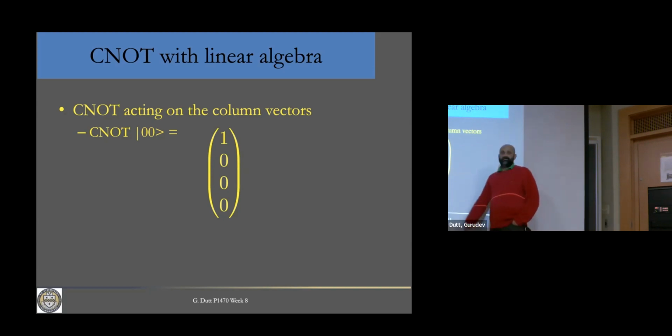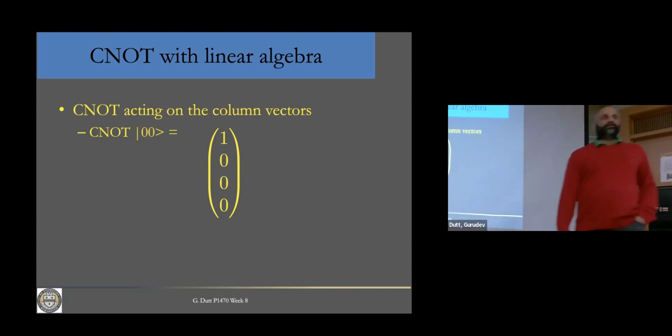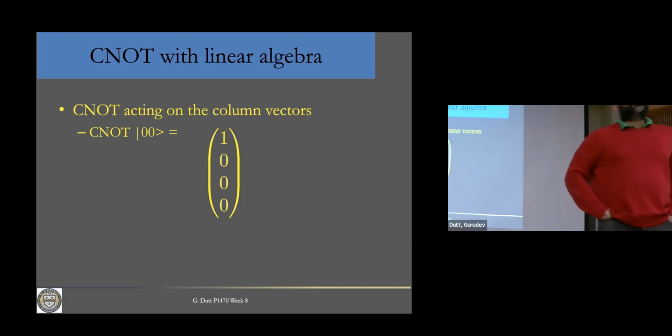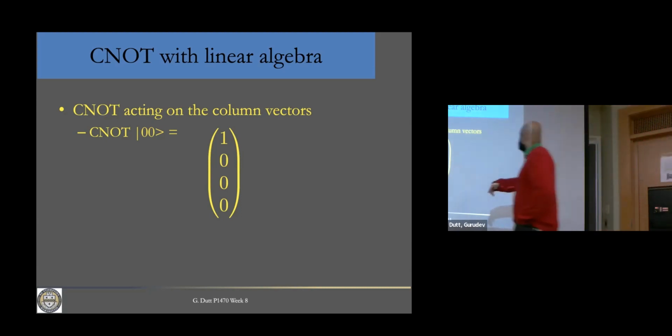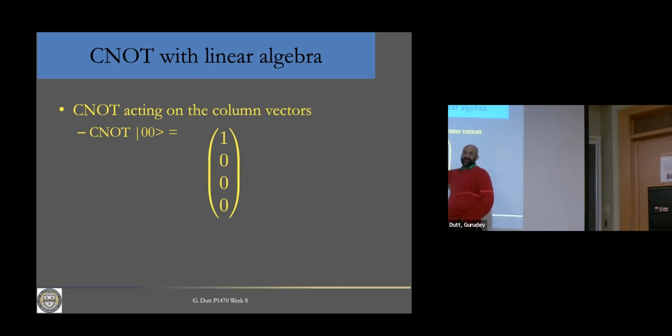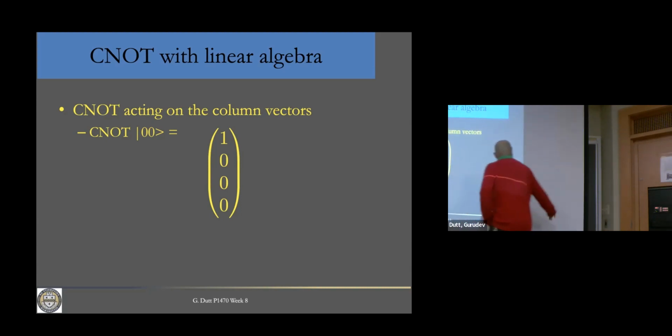Exactly. Okay, what about C naught acting on the |0,1⟩ state? Anybody? What will be that column vector? Yeah, |0,1⟩ state. Because that's the next one, right? So if I have C naught on |0,0⟩, the next one I want to do is C naught on |0,1⟩.